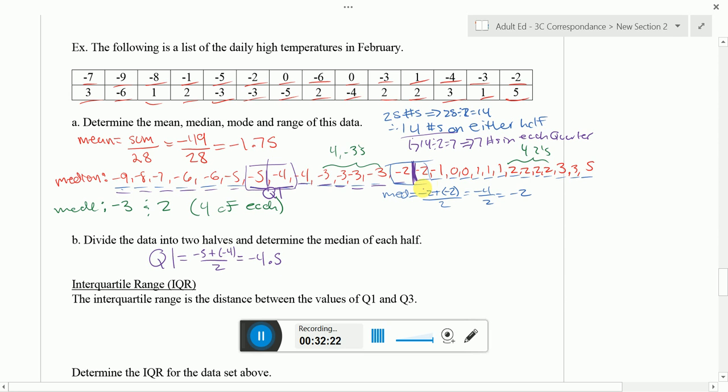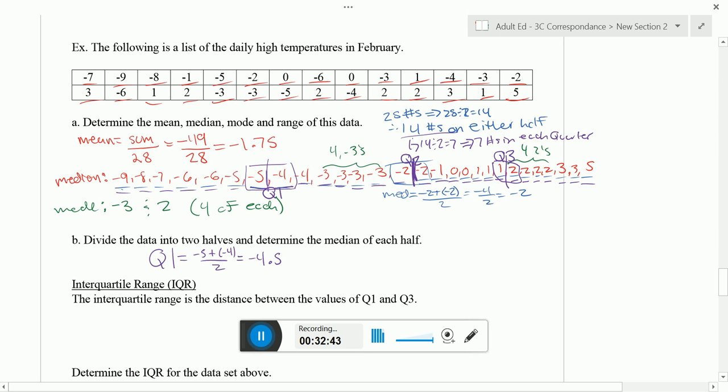If we do the same thing for the second half, so 1, 2, 3, 4, 5, 6, 7, 1, 2, 3, 4, 5, 6, 7, these two numbers are in the middle. That we call Q3. That's essentially the end of the third quarter. The median you may also see as Q2.